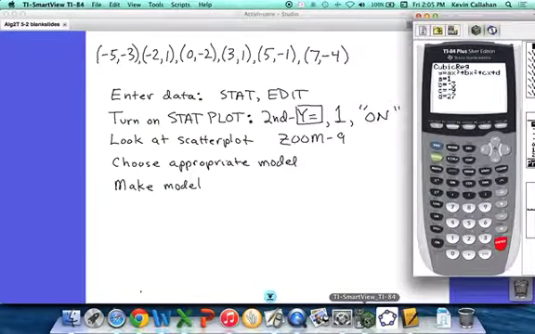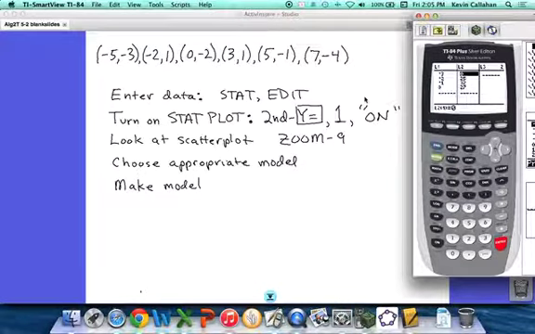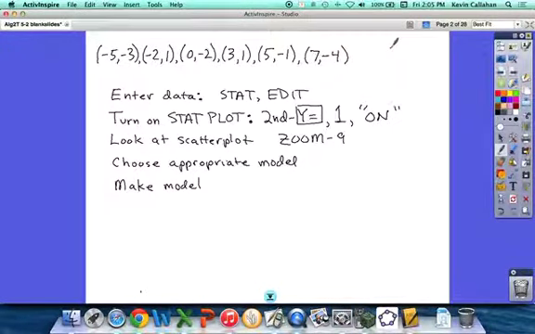Right? So the stat button is right here. You hit stat, and then edit is the first column at the top of the screen. So you hit enter, and then underneath the L1, you put the X values in a list. And then underneath the L2, you put the Y values in a list. That's how you enter the data, right? How is it that you can look at the data so that you can decide what kind of function you should use to model it?